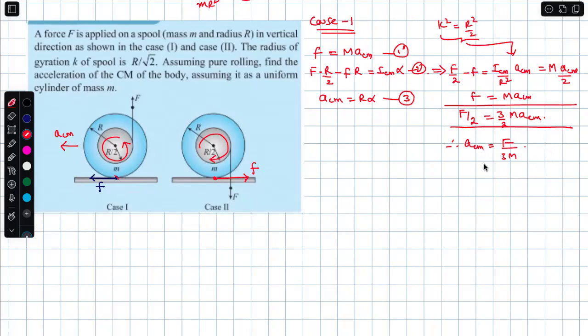If you know A_CM, you know the friction. So friction is simply F by 3. Right. Case 1 is done. Any doubts? You will get such models actually. But during the time of exam, you are not doing that. This is where I am worried.